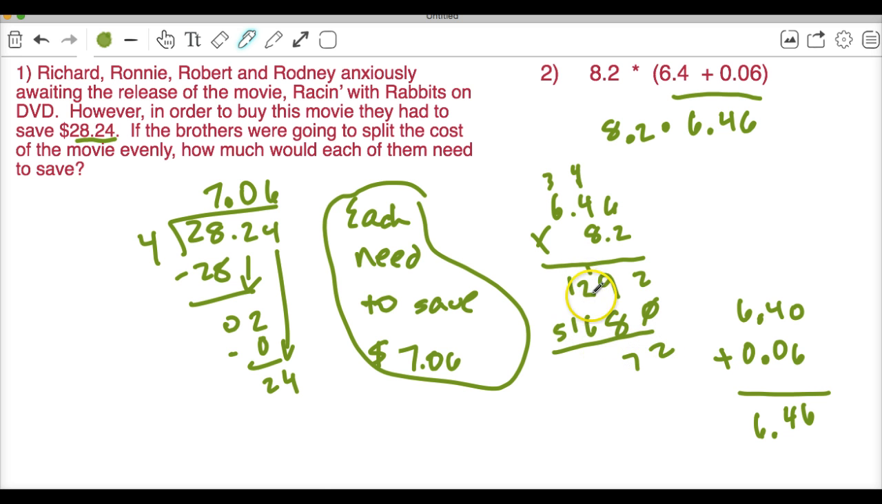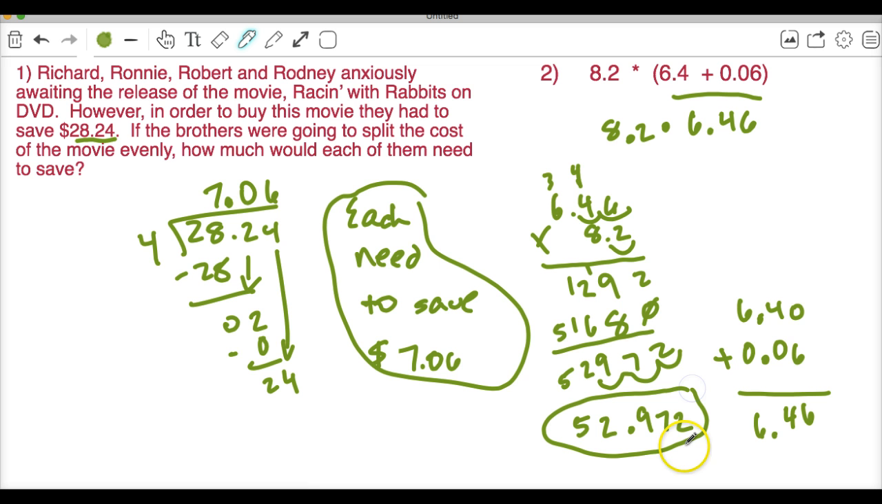Adding these up. And then we have to figure out how many place values. So 1, 2, there are 3 values after the decimal. So 1, 2, 3. So that'll be our final answer.